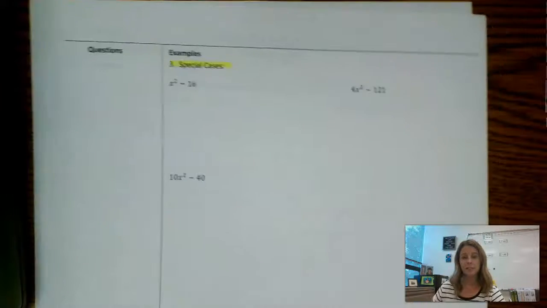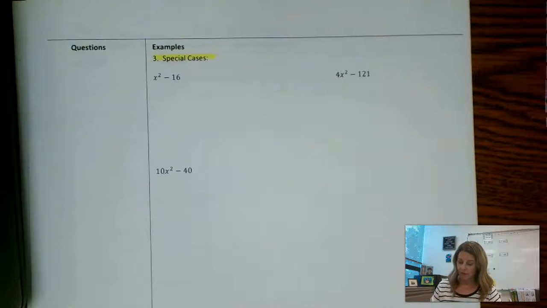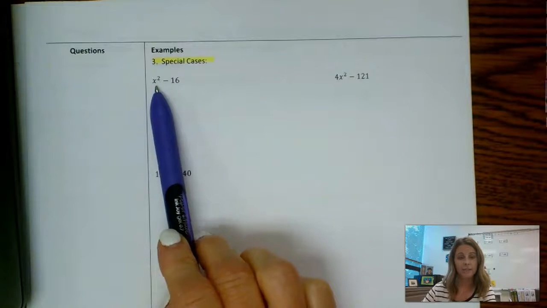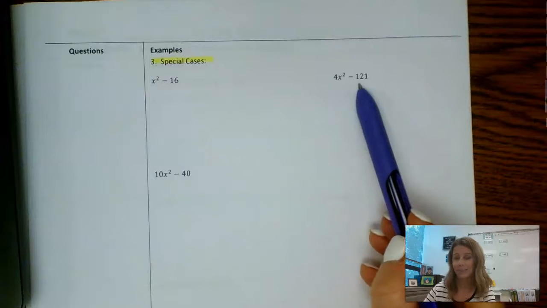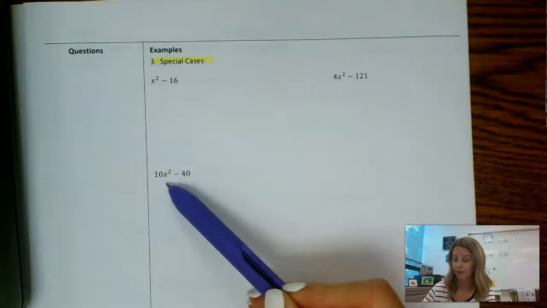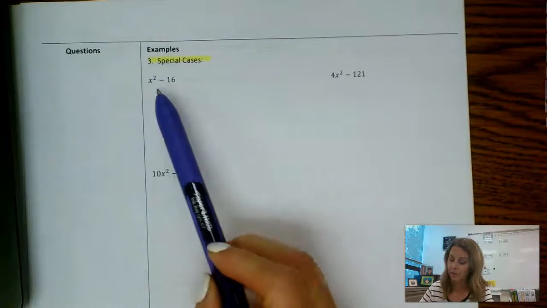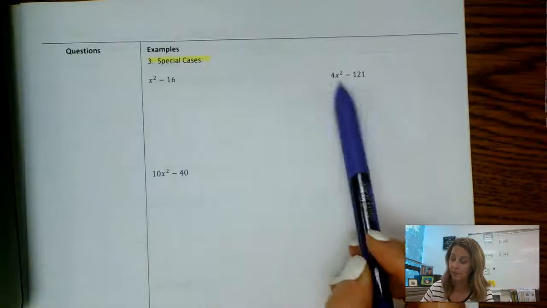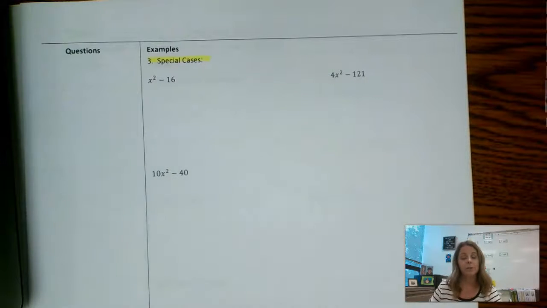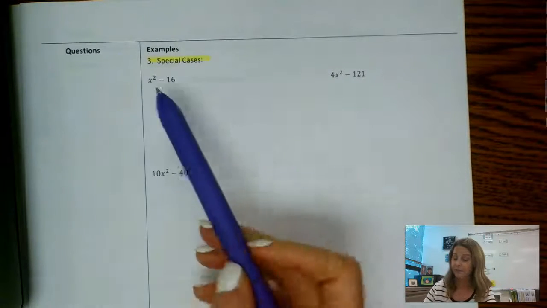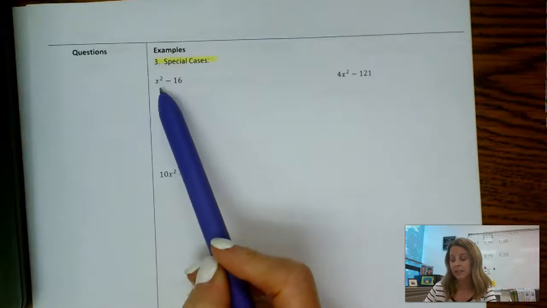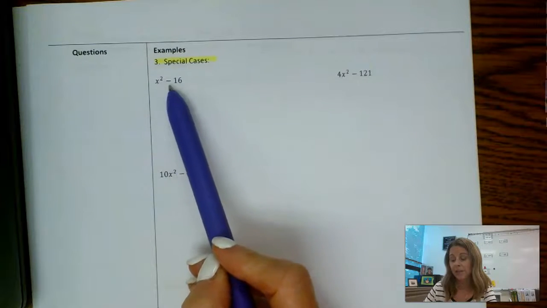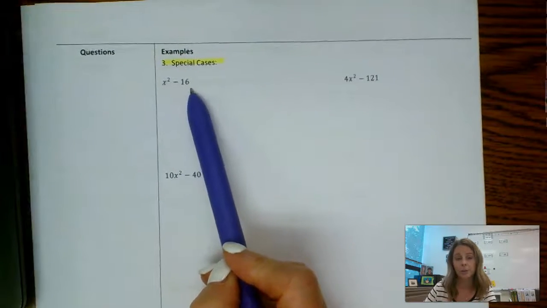So special cases, this one's called difference of squares. Notice I just have the A term and the C term. A term, C term. A term, and C term. So all of these are subtraction signs. So again, first, is there a GCF? No GCF here. Now when I recognize these, the A value and the C value are perfect squares.